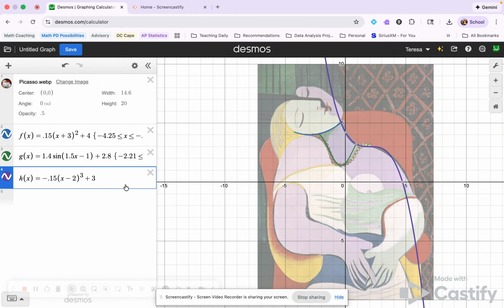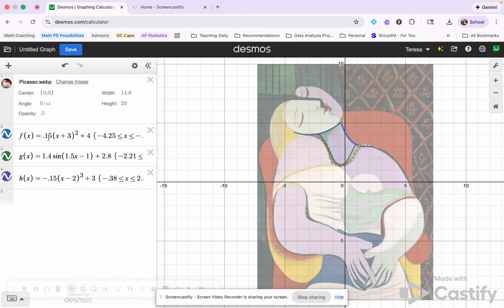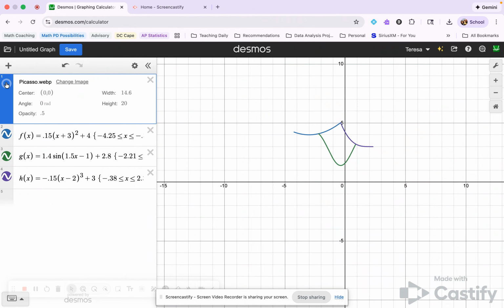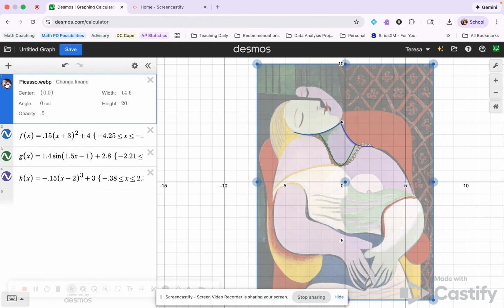here at negative 0.38, less than or equal to x. Now I can see it again, and I think I want it to end right about here at 2.3, and then I can do a different function for the rest of that arm. So now, if I turn off the picture for a moment, you can start to see that portion of the picture coming together. I hope this is helpful as you continue on your Desmos projects.